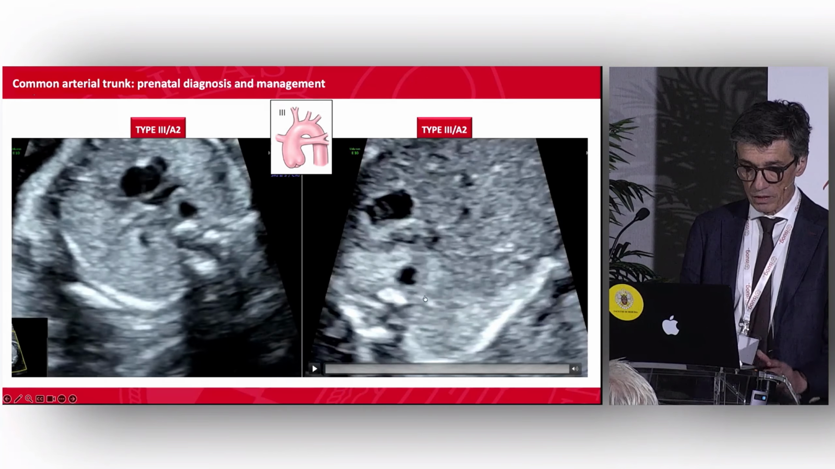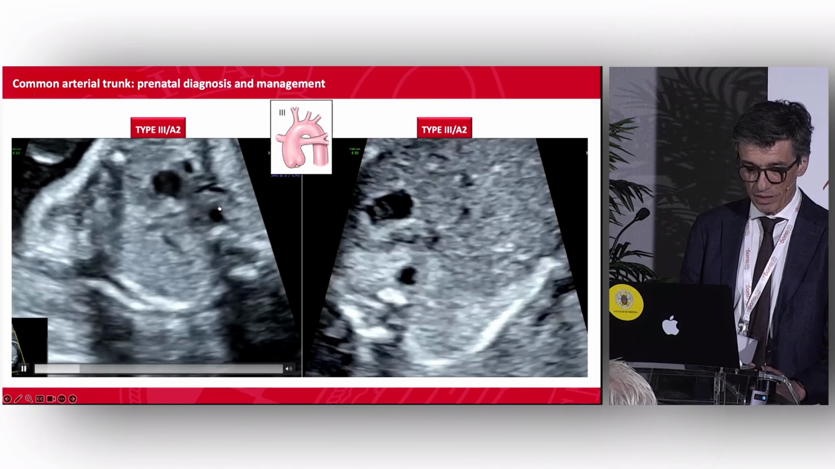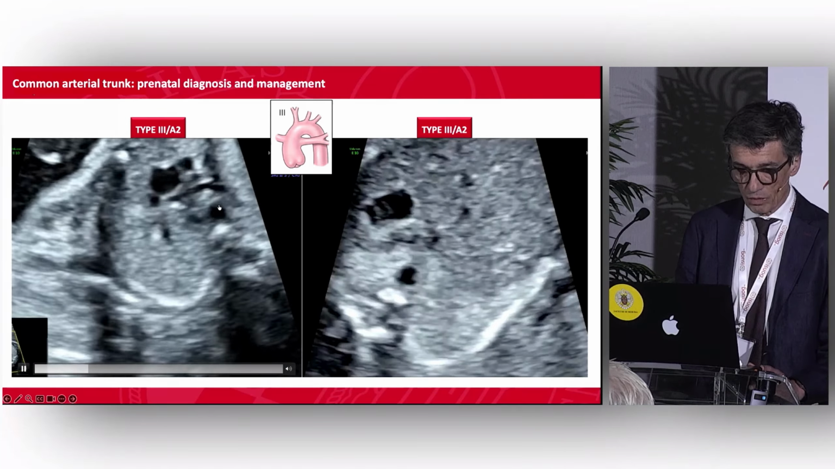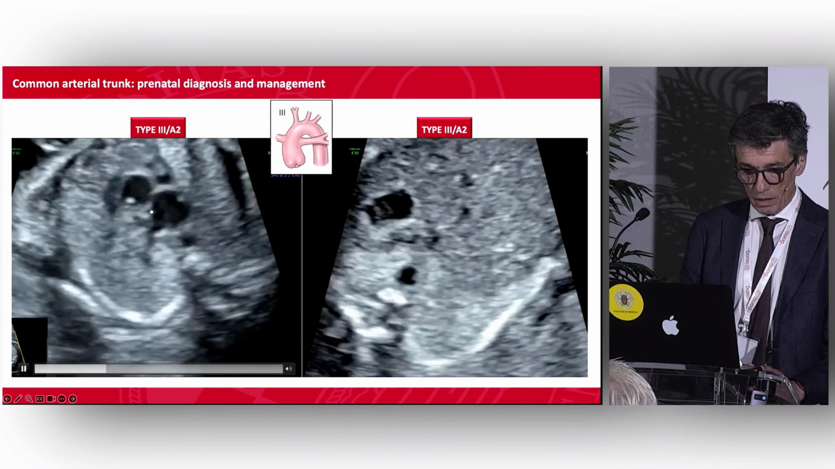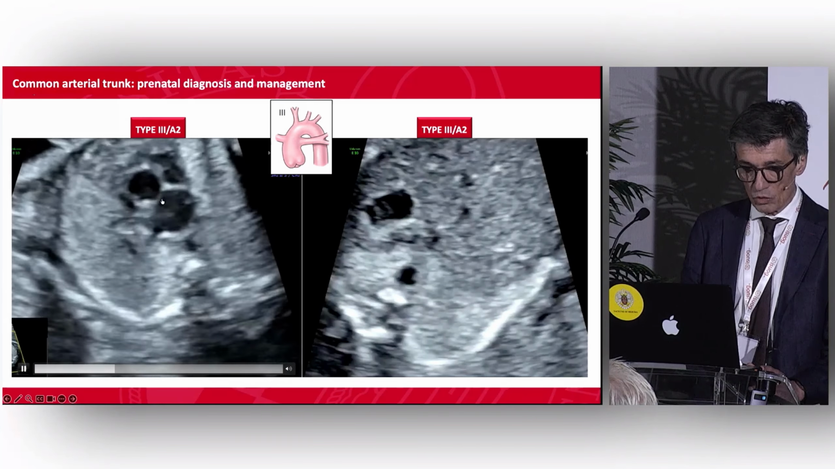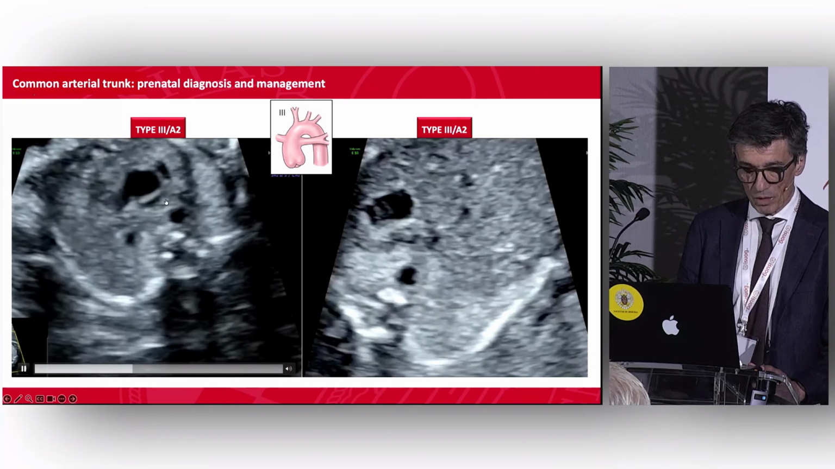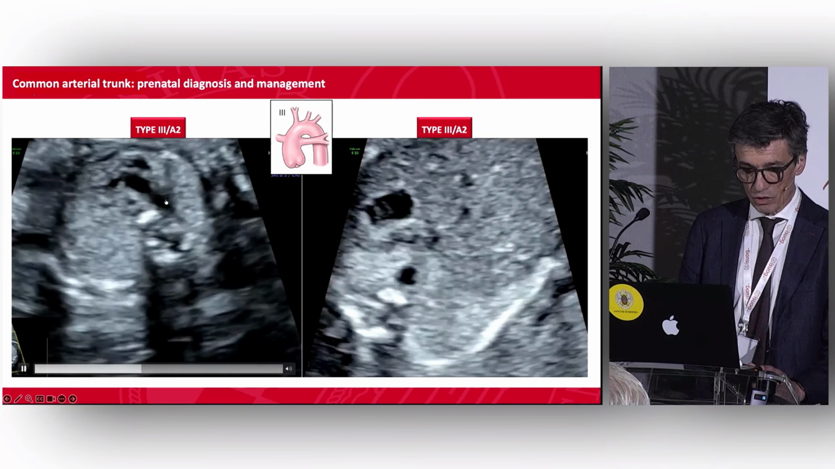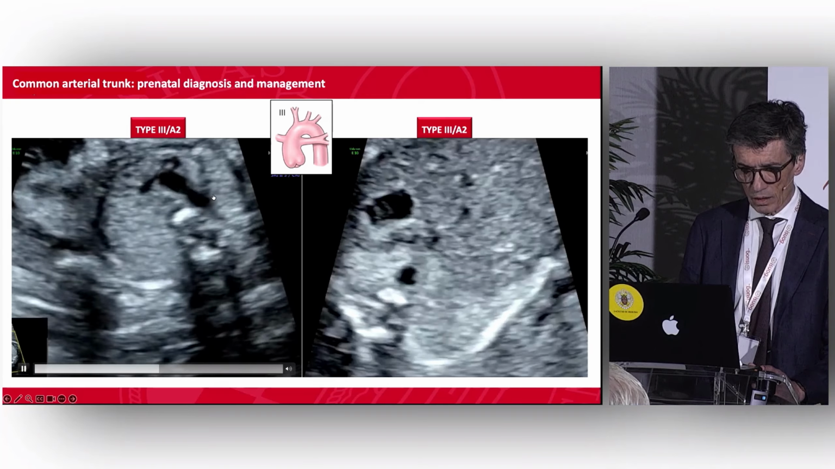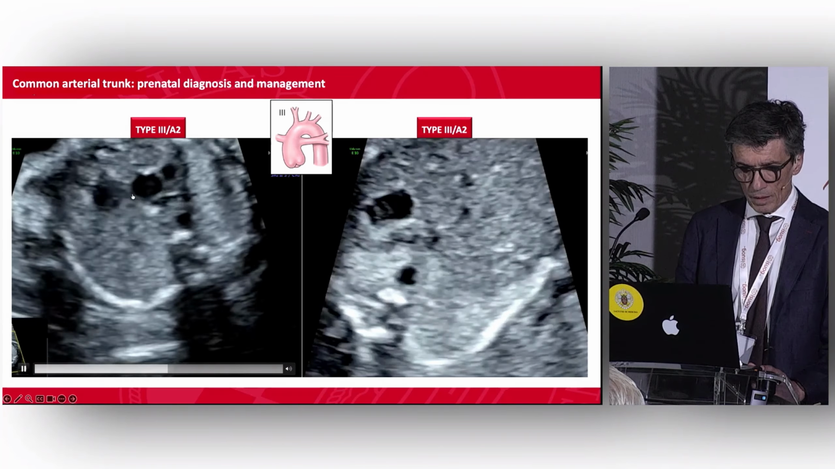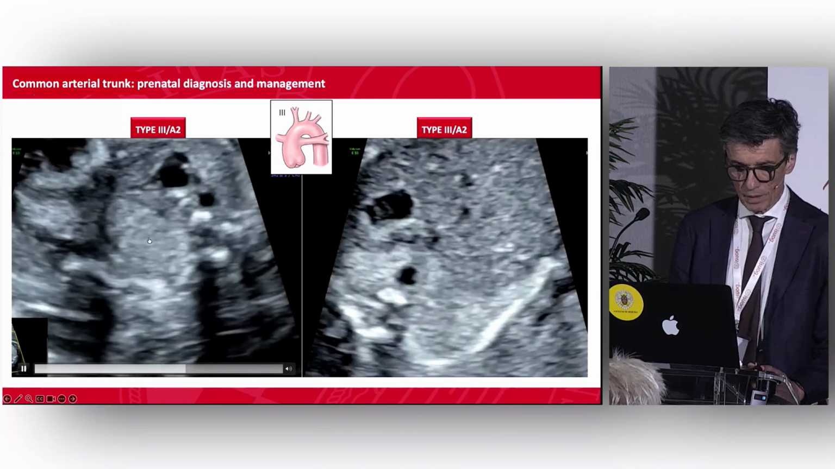Type 3 is quite similar to the previous one. Here, the pulmonary branches arise from the lateral aspects of the common arterial trunk, so it's sometimes very difficult to differentiate type 2 from type 3, but here the pulmonary branches usually are very close together, emerging directly from the common arterial trunk. Here we have a right aortic arch, and here is the right branch, and here is the left branch.